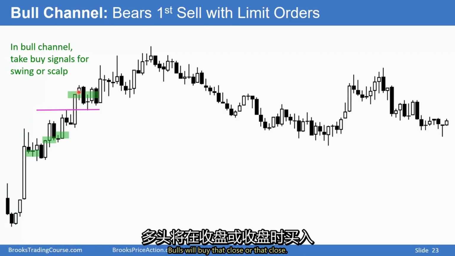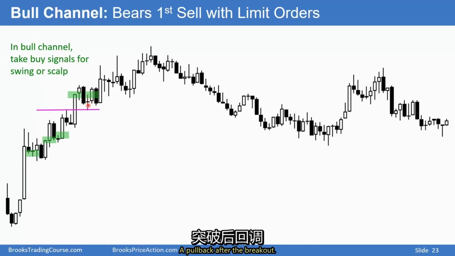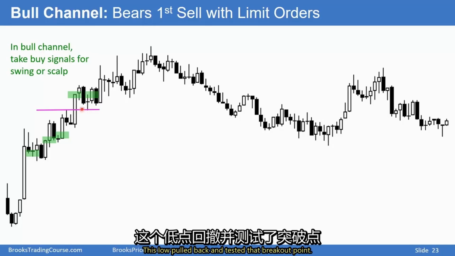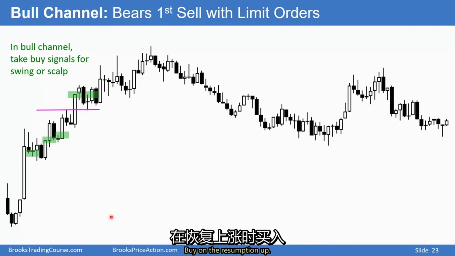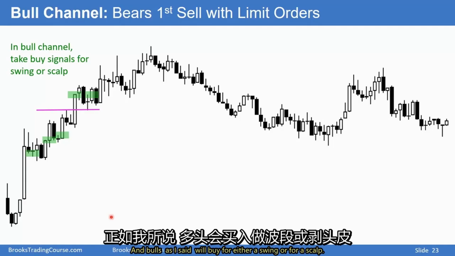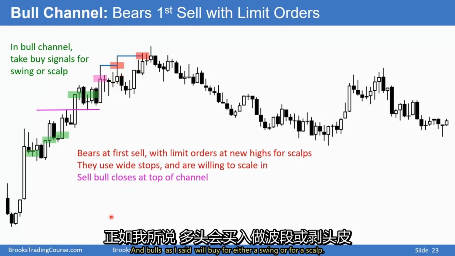Bulls will buy that close or that close. A high one buy, a pullback after the breakout. Perfect breakout test. This low pulled back and tested that breakout point. Buy on the resumption up. And bulls, as I said, will buy for either a swing or for a scalp.